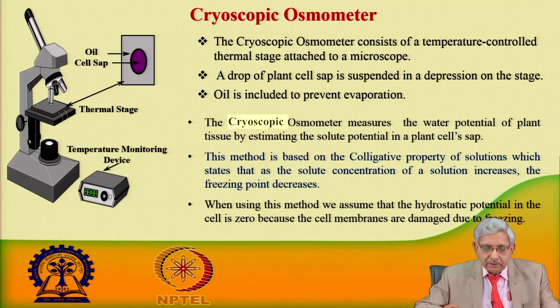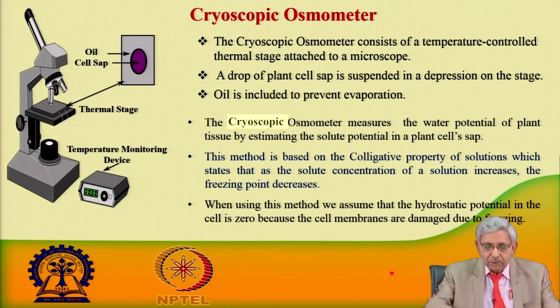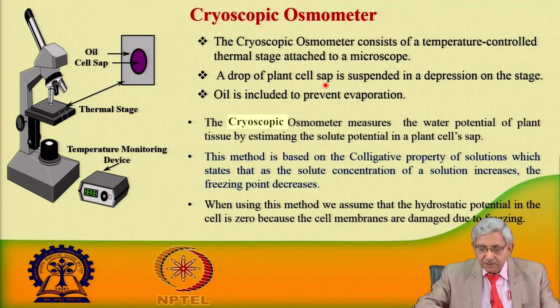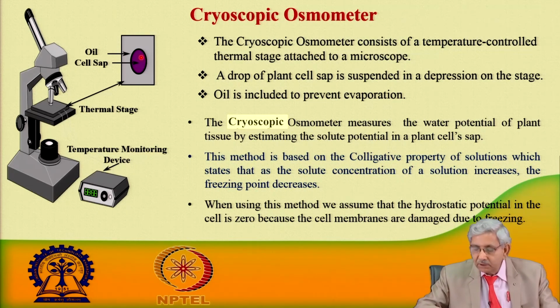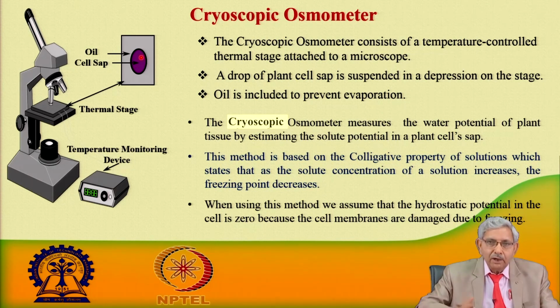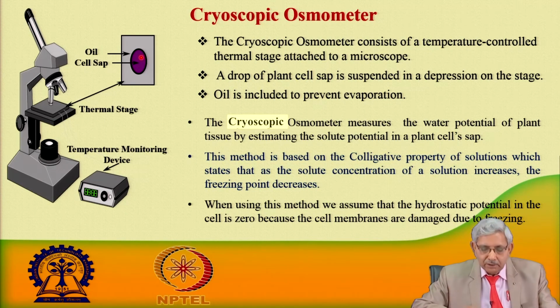Cryoscopic osmometer is another device to measure the plant water potential. It consists of a temperature controlled thermal stage attached to a microscope. A drop of plant sap is suspended in the depression on the stage, and oil is included to prevent evaporation. So, sap water should not get evaporated.